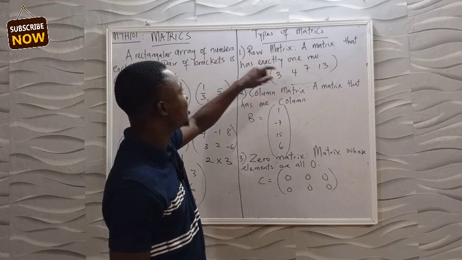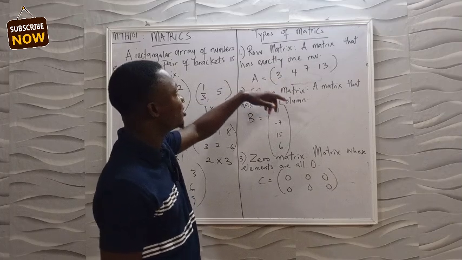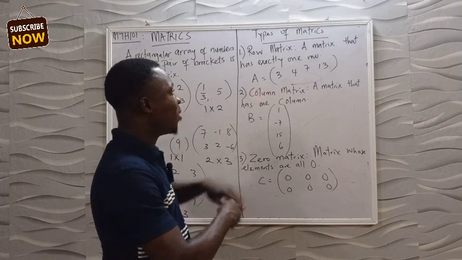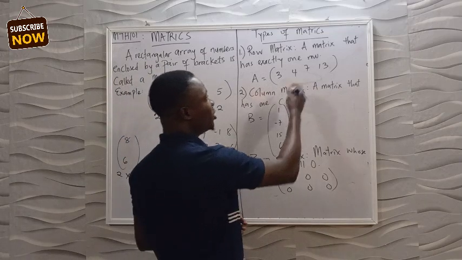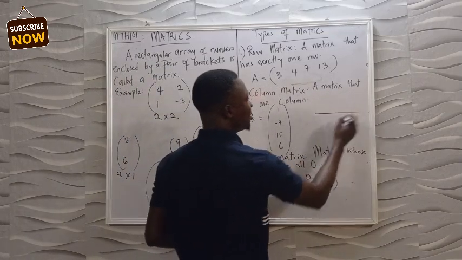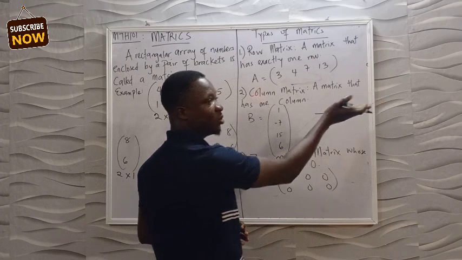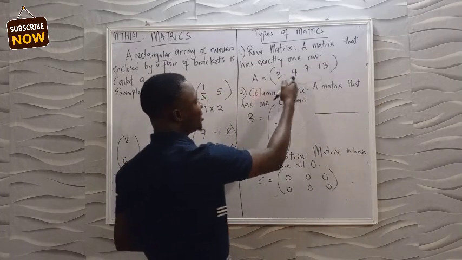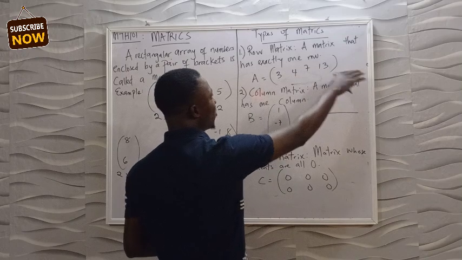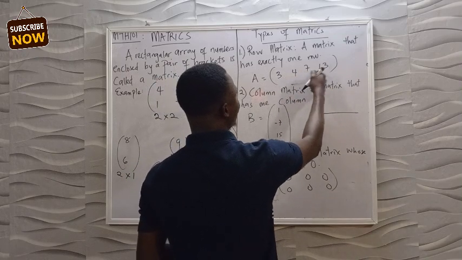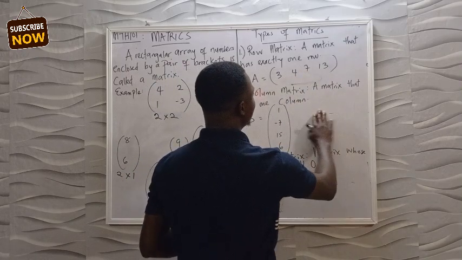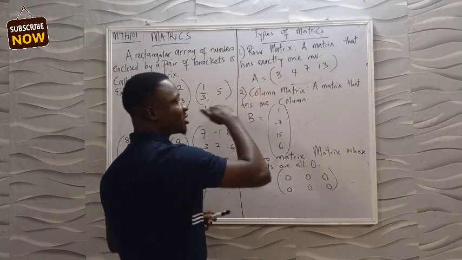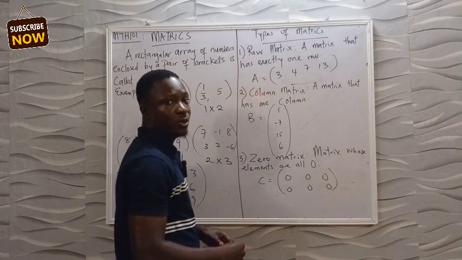Number 1 type of matrix is the row matrix. A matrix that has exactly 1 row. So how do we know what a row is? A row is when a movement is in the horizontal direction. So it's called a row. So when we have numbers in just 1 row, 3, 4, 7, 13, this is what? A row matrix, because these numbers are just arranged in a row.